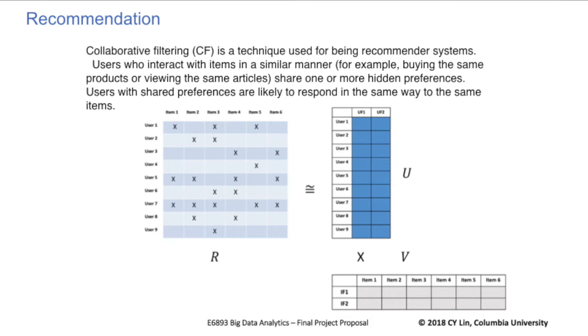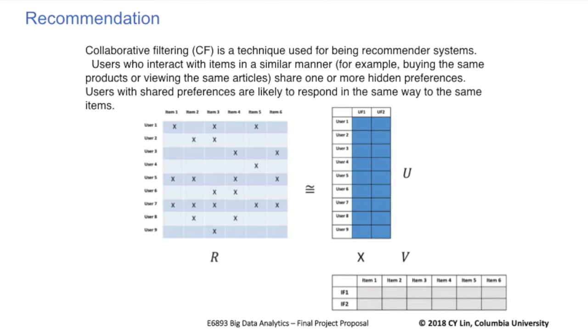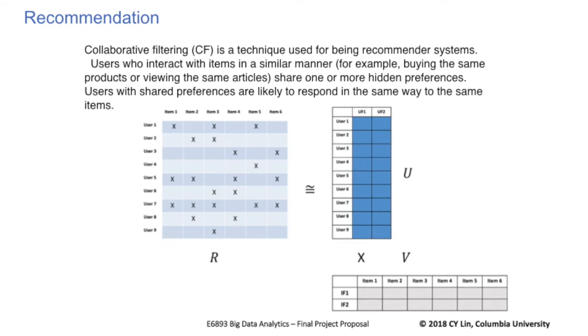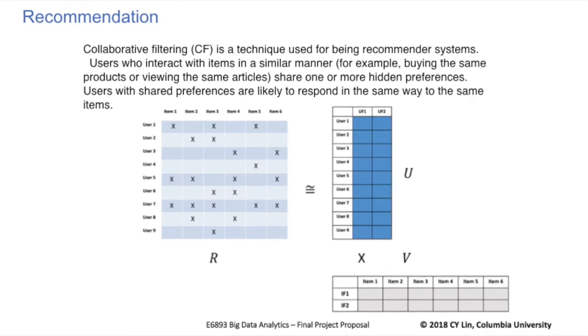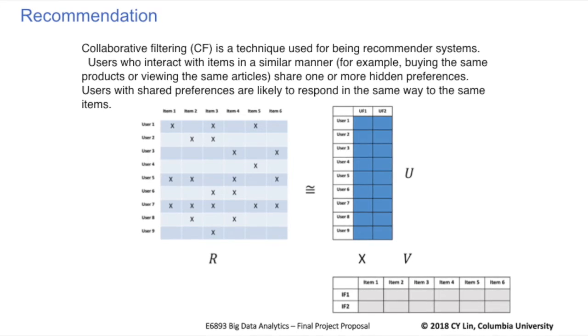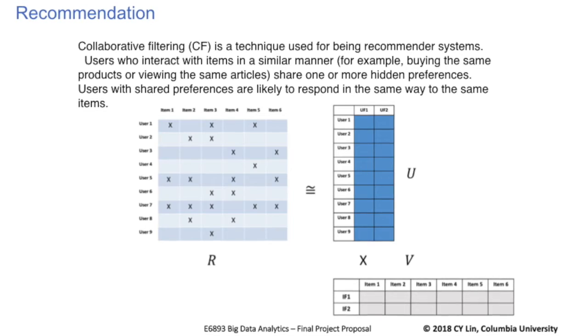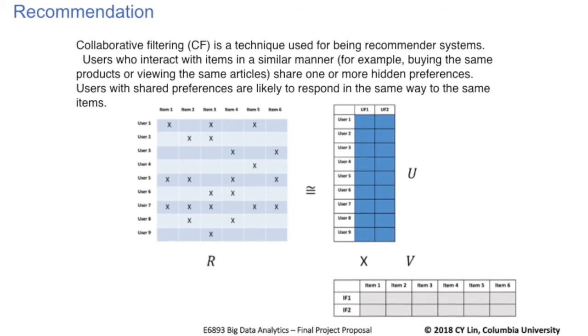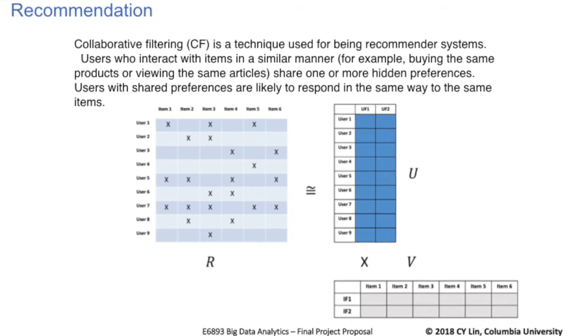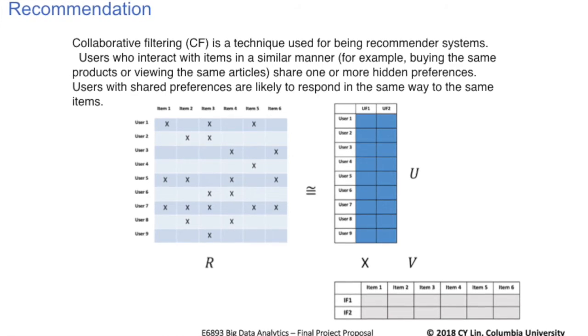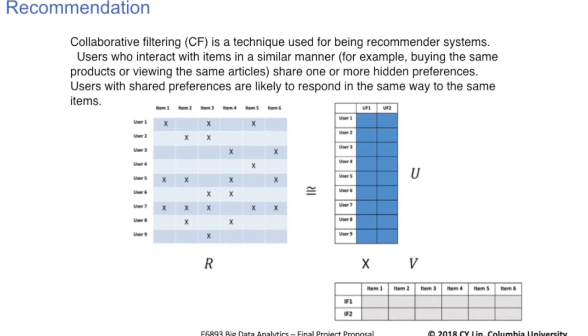Then I will introduce the part on recommendation. The algorithm I use is collaborative filtering. Users who interact with items in a similar manner, for example buying the same game, share one or more hidden preferences. Users with shared preferences are likely to respond in the same way to the same items.